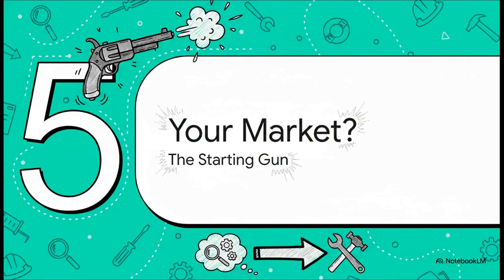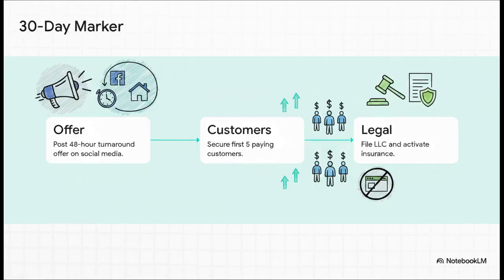Section 5, what about your market? We are pivoting directly from the research phase right into execution. Here is Stan's exact step-by-step 30-day action plan. Step 1, post a 48-hour turnaround offer on Facebook and Nextdoor. Step 2, secure those first 5 paying customers. Step 3, file the LLC and activate that insurance.